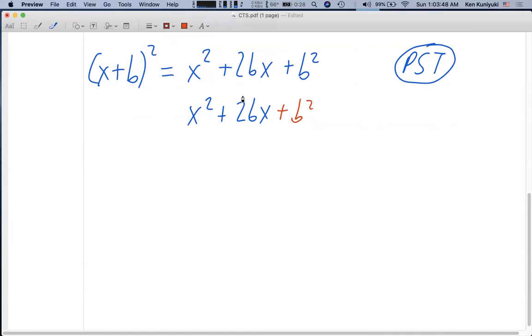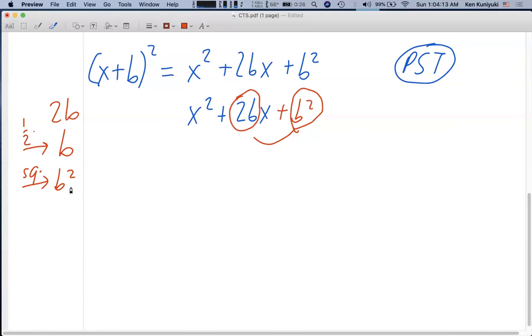How do you get from the coefficient on x to the b squared over here? Well, you take the coefficient on x, the 2b, take half of that, you get b itself, square that result, and you get b squared. And that's the constant term that you add.